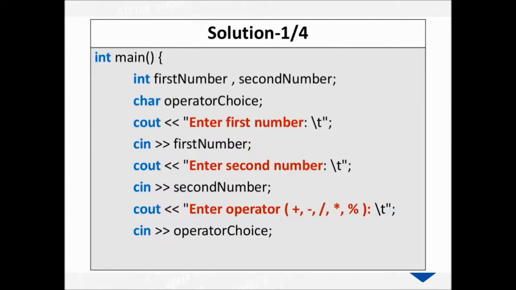First of all, into the main program, we declare two numbers, first number and second number, and a character operator choice. The operator choice means either he wants addition, subtraction, multiplication, division or remainder. Then we ask the user to enter the first number, then the second number, then we ask the user to enter an operator.